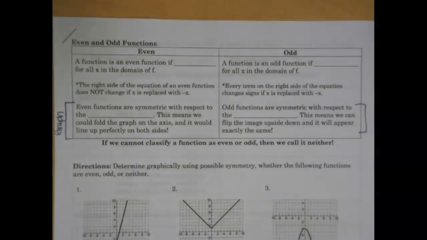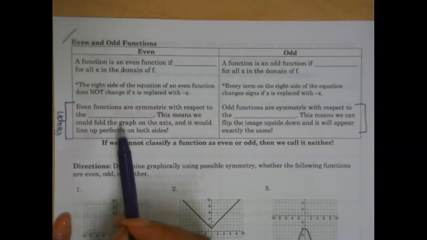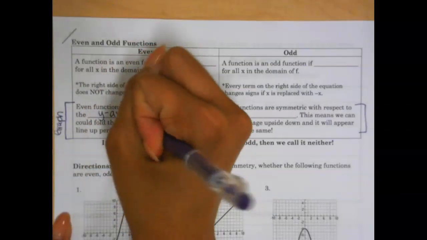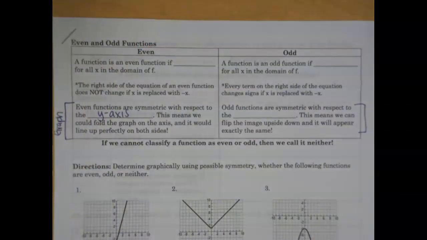So if we're determining if a function, for instance, is even, and we're looking at a graph, even functions are symmetric with respect to the y-axis. So that means if you were to fold your graph on that axis, you would be able to see that both sides of that graph line up perfectly.